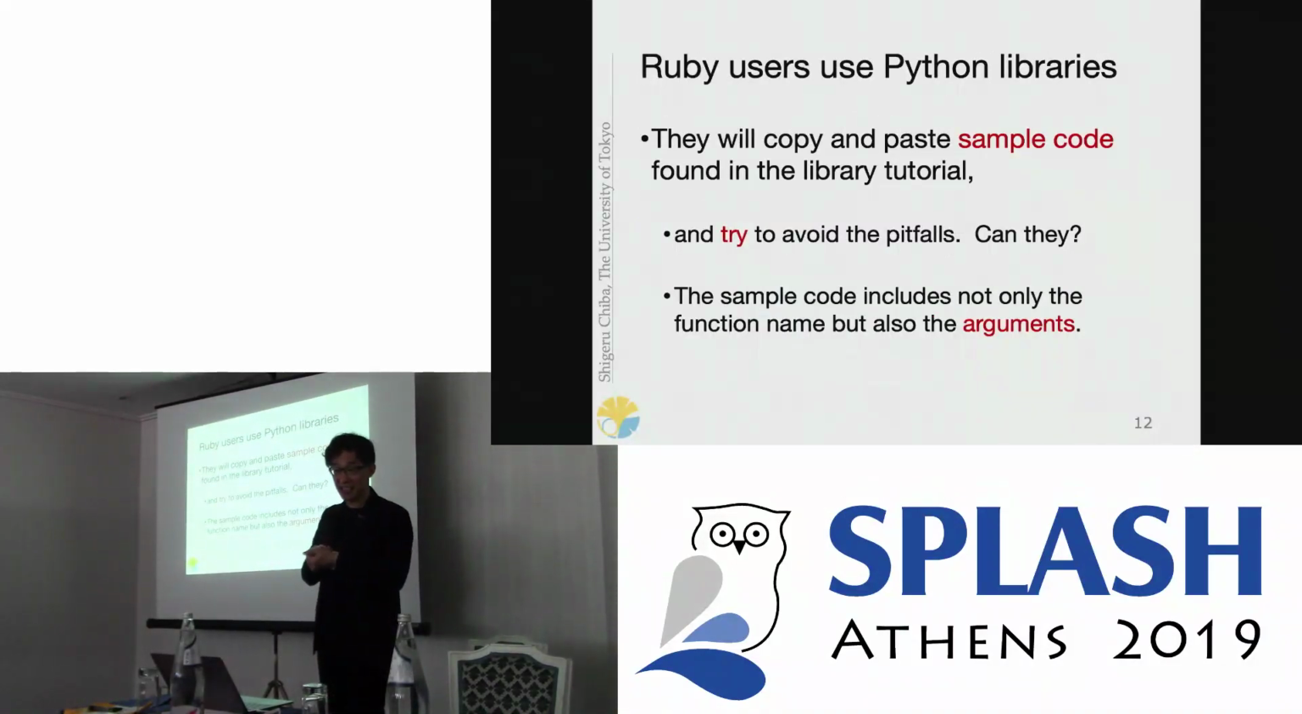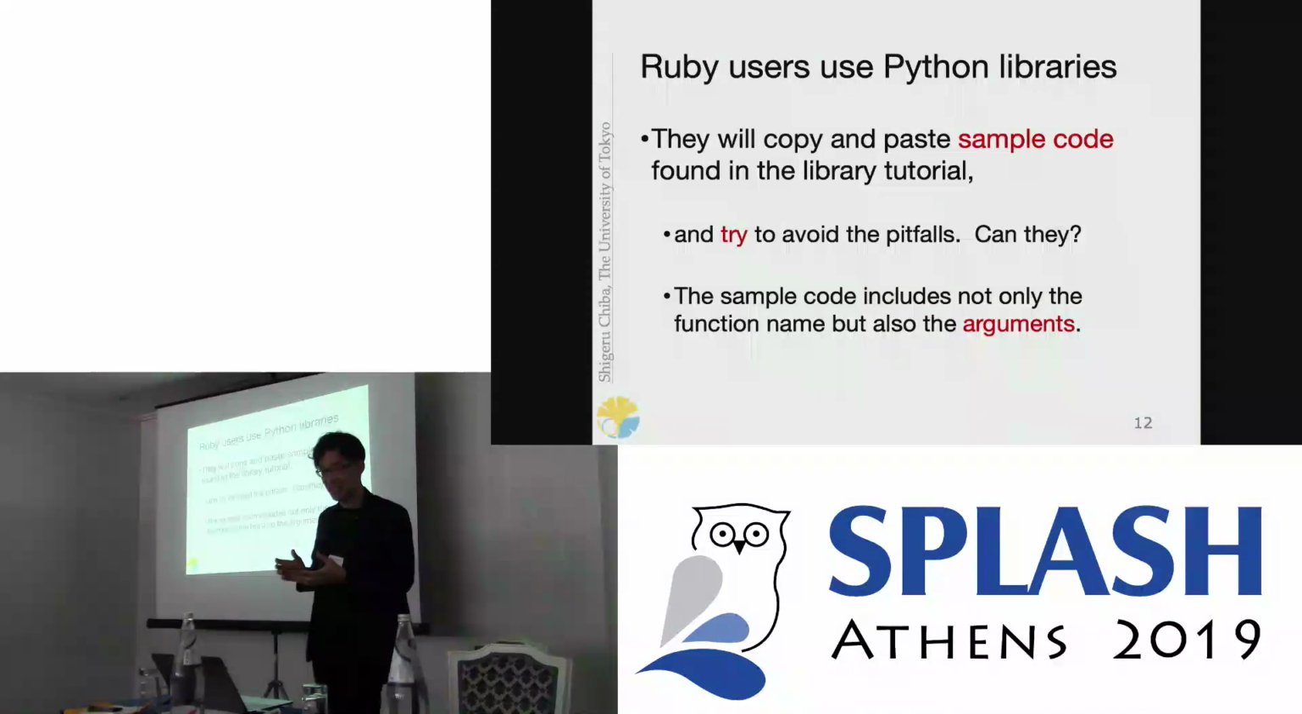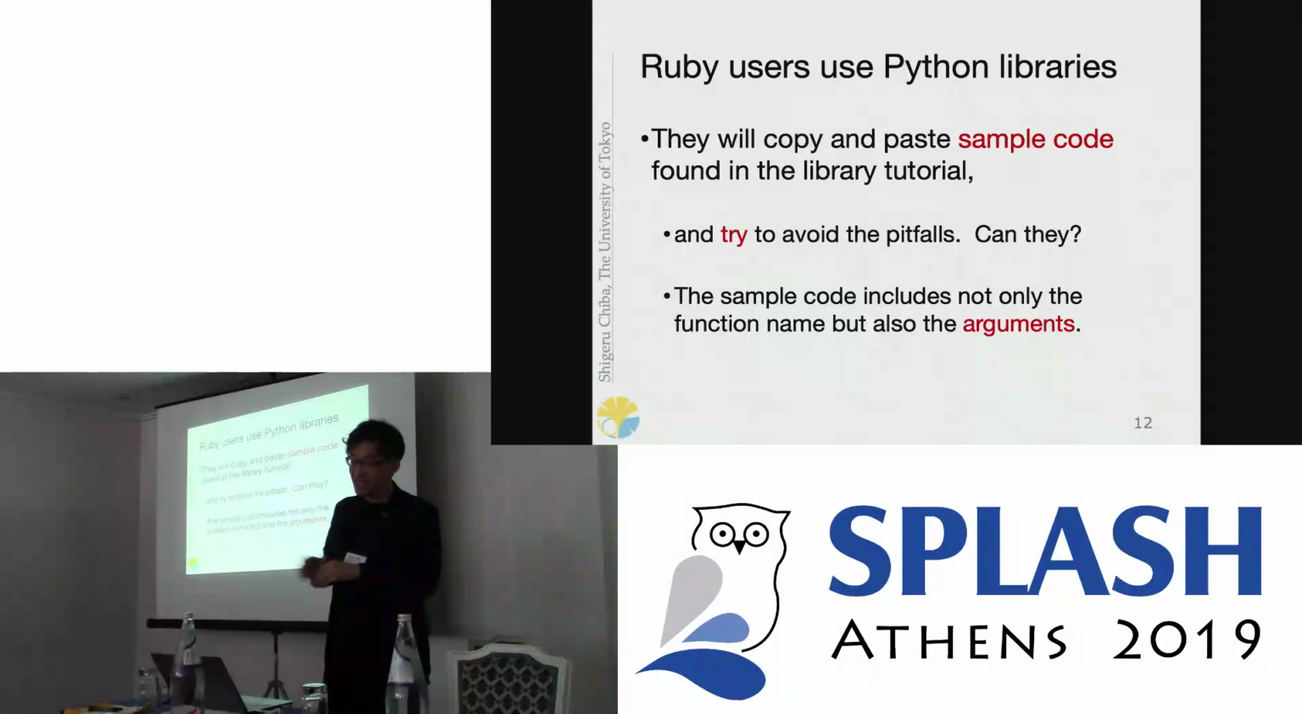So the reason is Ruby users use Python libraries. So when they use a Python library, they tend to copy and paste sample code they found in the library tutorial, which is written for Python users, not Ruby PyCall users. And then they try to avoid the pitfalls. Can they avoid them?